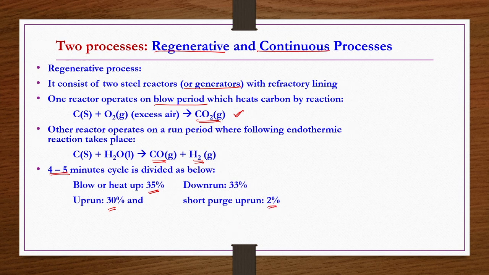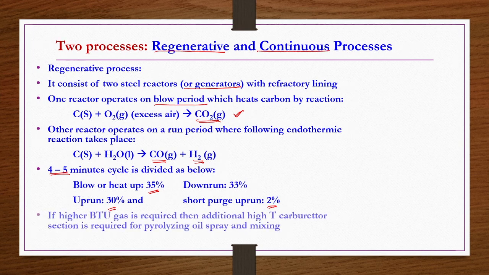Purging means that during the process you remove some of the material in order to make the material and energy balance suitable as per the requirements. If higher BTU, that is British thermal units, gas is required, then an additional high temperature carburetor section is required for pyrolyzing oil spray and mixing. So this is the regenerative process.